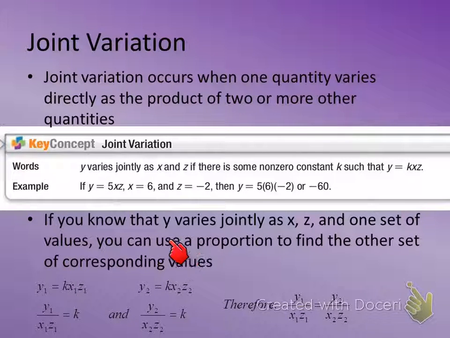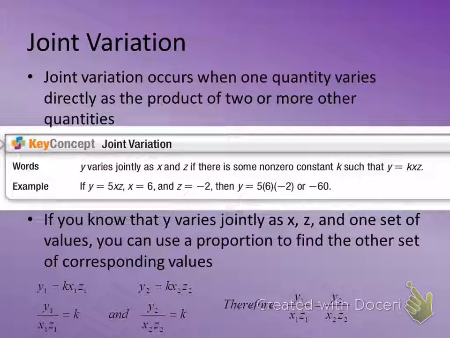Where that changes for solving problems is that instead of just dividing by x, you have to divide by z as well. So the proportion equation you're going to use is y over xz equals y over xz. That's what the work down here shows: for your two separate points, each time you solve for k, and then use the k's to set the equations equal to one another. So it's y1 over x1z1 equals y2 over x2z2.